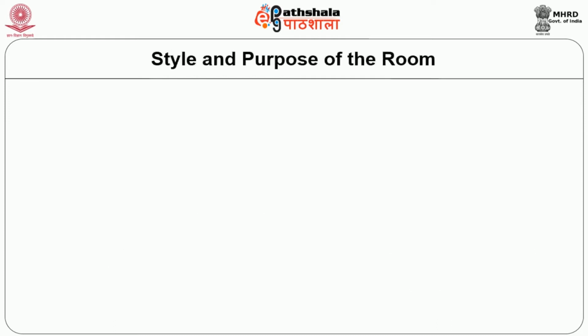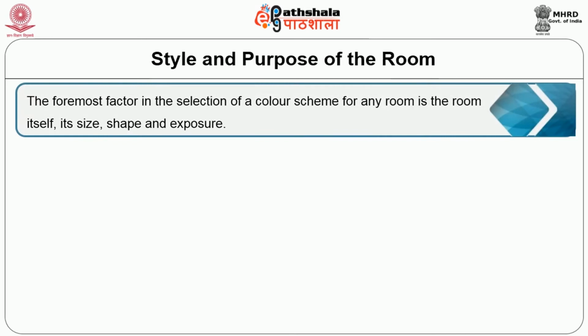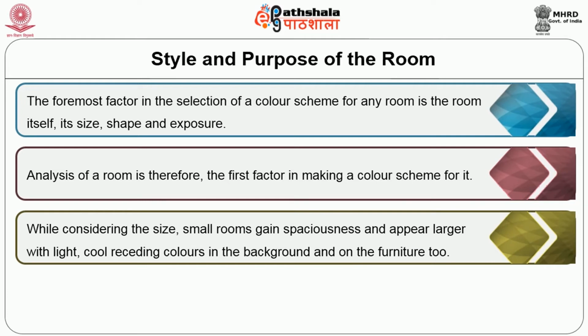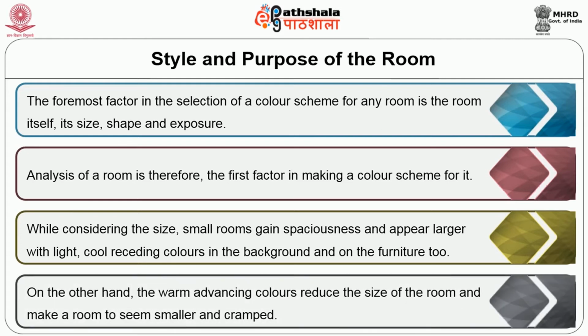Style and purpose of the room. The foremost factor in the selection of a color scheme for any room is the room itself, its size, shape and exposure. Analysis of a room is therefore the first factor in making a color scheme for it. While considering the size, small rooms gain spaciousness and appear larger with light, cool, receding colors in the background and on the furniture. On the other hand, the warm advancing color reduces the size of the room and makes a room seem smaller and cramped.